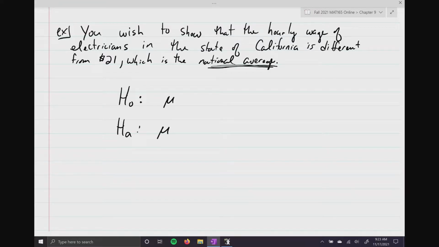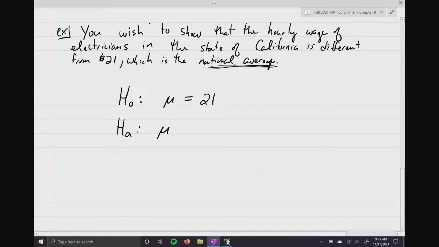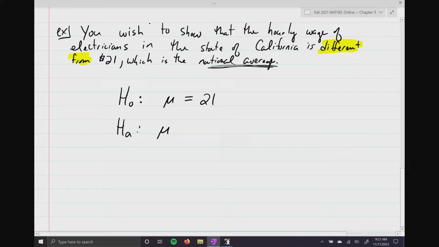Now, the null hypothesis always gets an equal sign. And then the alternative is either going to be less than, greater than, or not equal to. Well, there's one keyword in this entire statement, and it's different from. 2 keywords, I guess. Different. So if it's not equal to 21, then the alternative will be not equal to 21. Okay? And that is how we create our hypotheses.